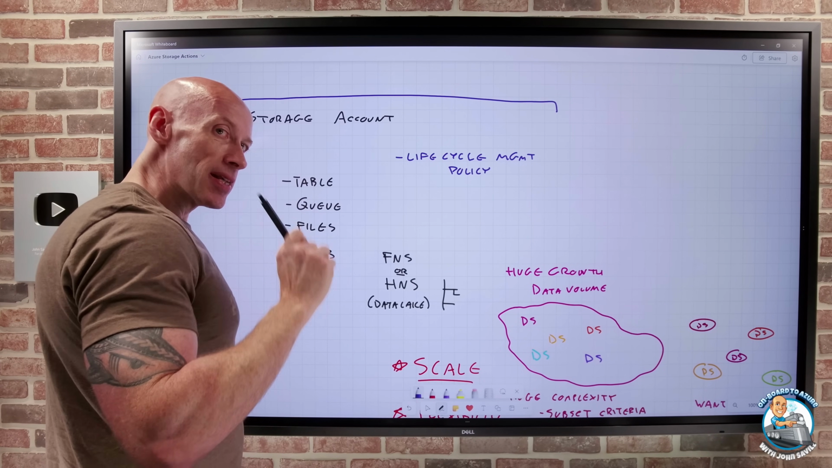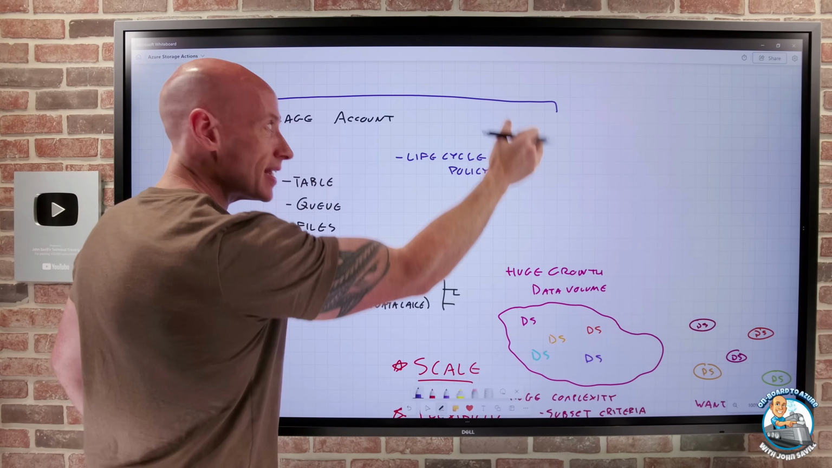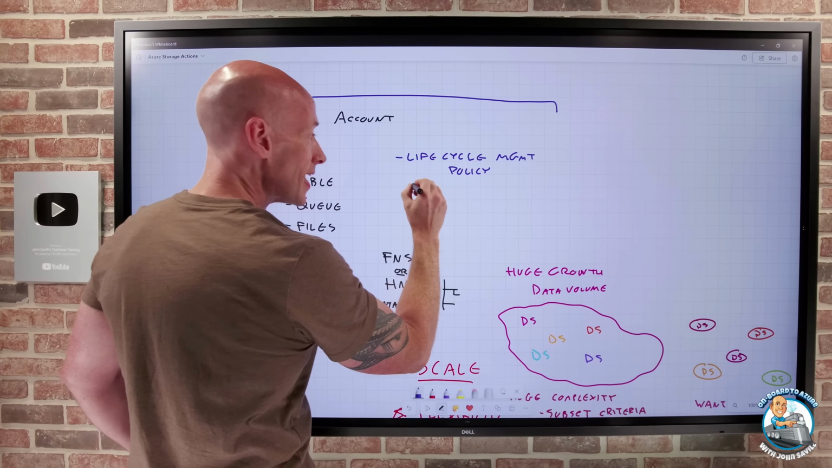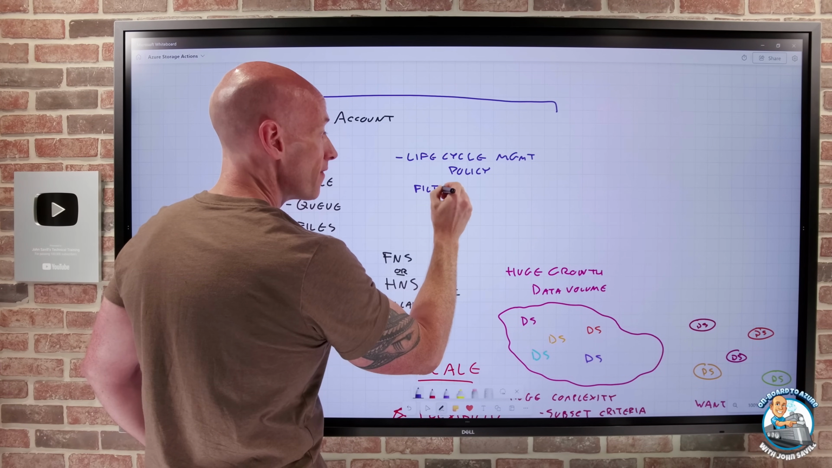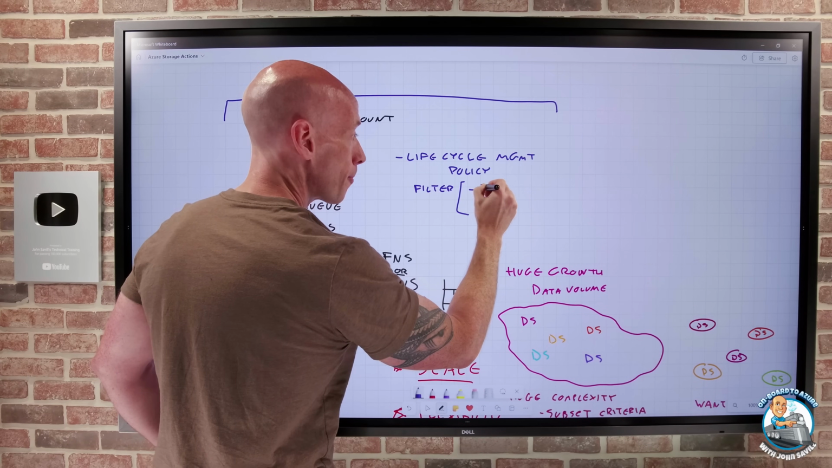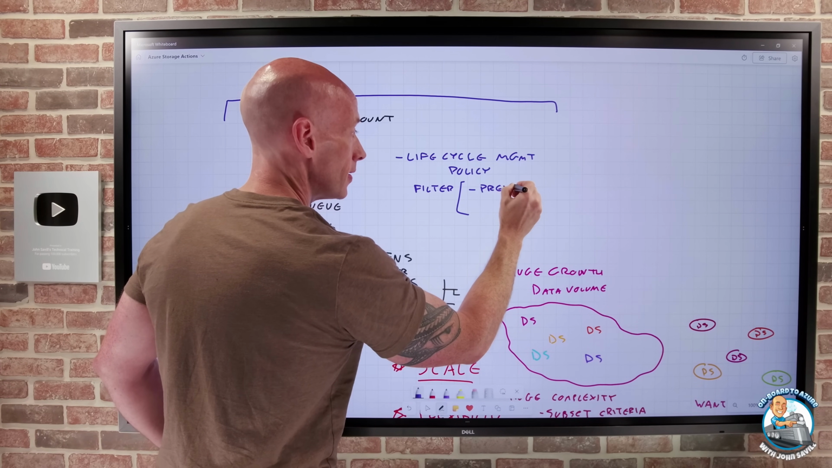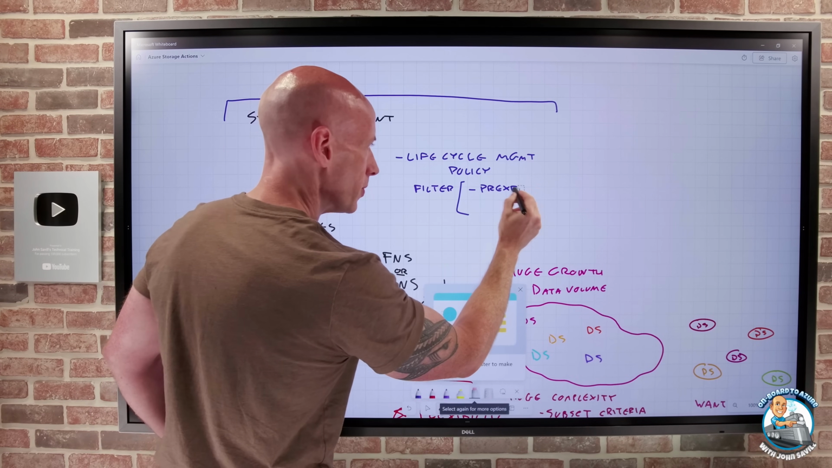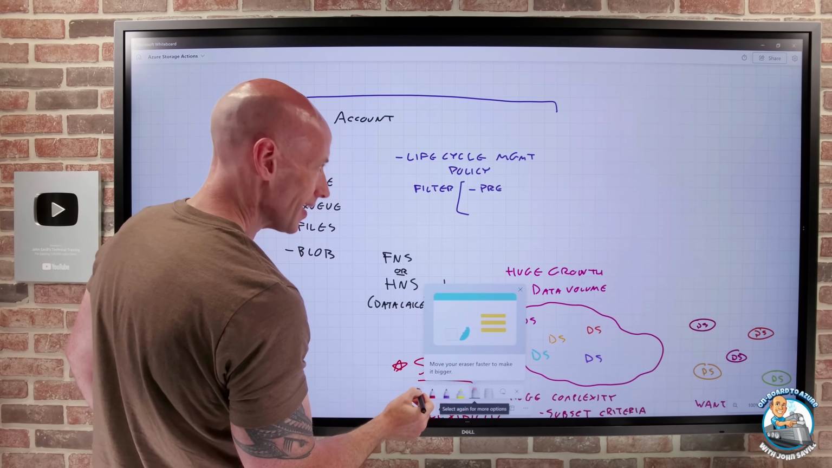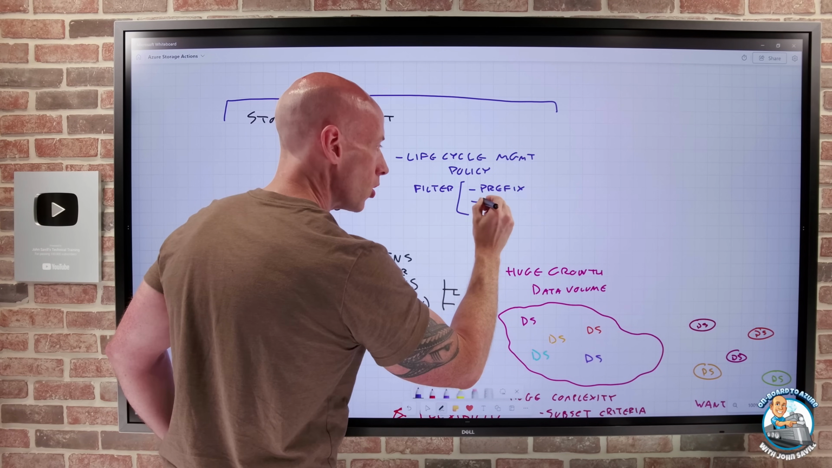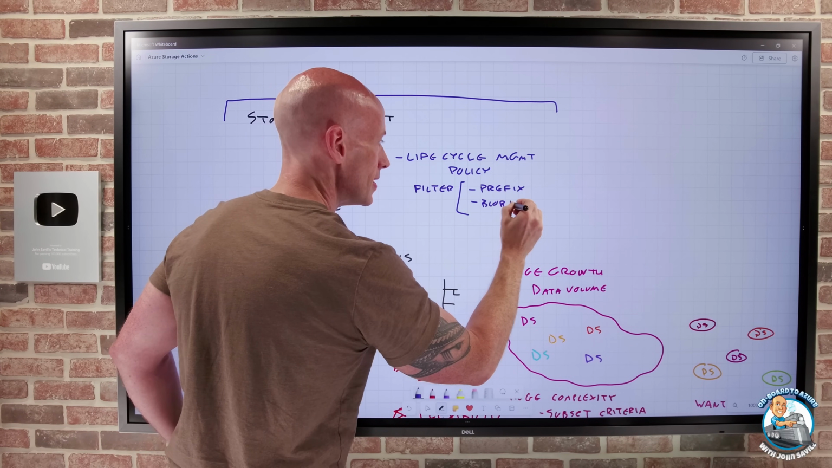What I do is I specify a filter. Now, again, this is existing within the specific storage account. And I go in and I can set a filter. Now, my filter can be based on a prefix. It can also be based on blob index tag.